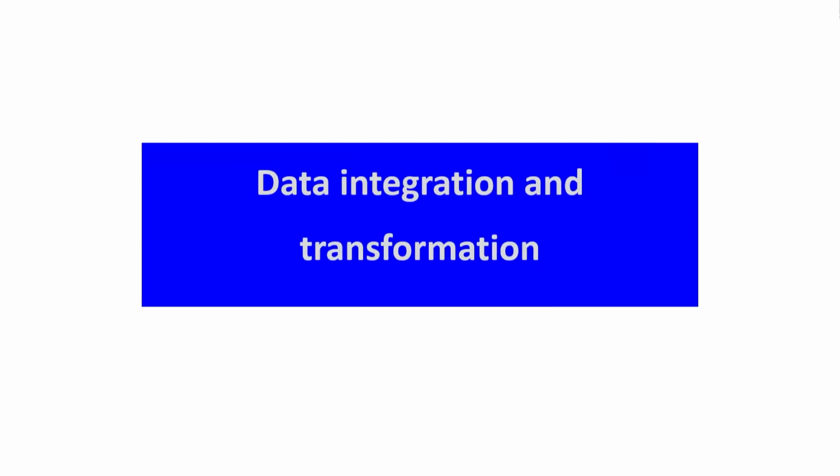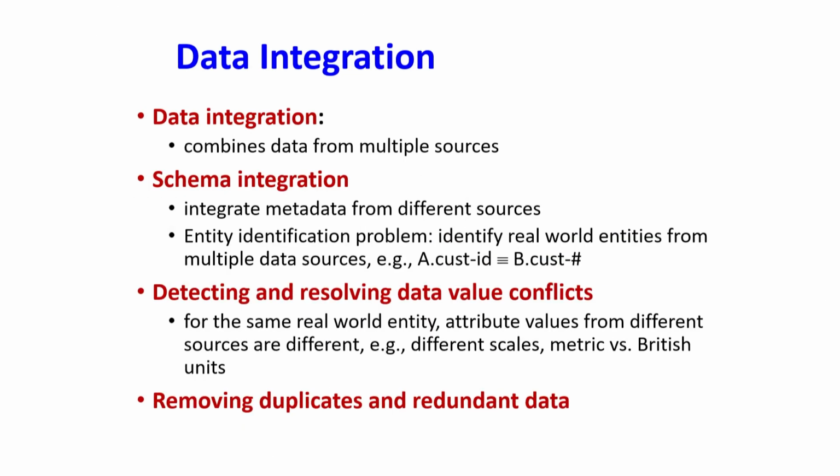Now let us move on to data integration and transformations. Integration means combining data from multiple sources, like thermodynamic databases. You can have various kinds of multiple-source data, and you have to combine it. So what do you do? You can do schema integration, integrating metadata from different sources, this is very easy. You can also identify the entities, like A customer ID and B customer ID, two different data, you can just identify them separately.